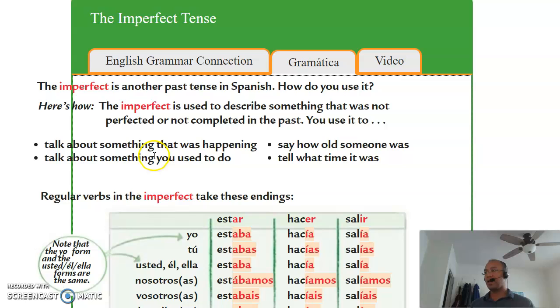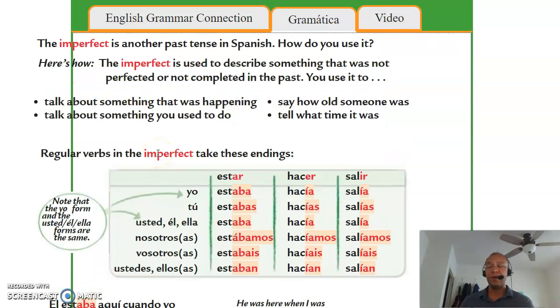So, in conclusion, the imperfect is used to talk about something that was happening in the past when you don't have a specific time, to talk about something you used to do, to say how old someone was or how old you were, and to express what time it was. So we are going to do some expressions. We're going to do a little bit of practice. Please use these endings to do your practice.